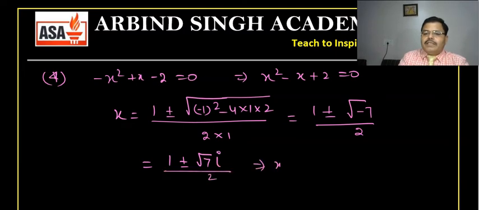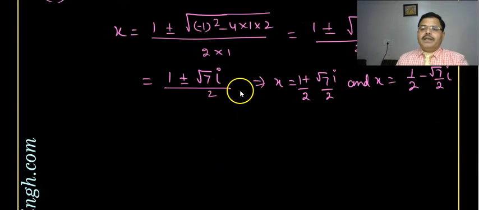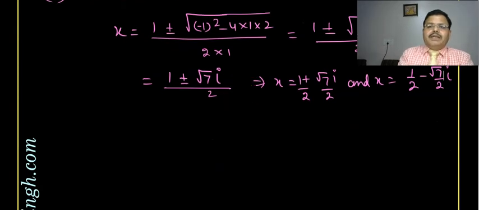So the value of x is 1 by 2 plus root 7 by 2 iota, and x is equal to 1 by 2 minus root 7 by 2 iota, 1 by 2, not minus 1 by 2, right? So these are the two roots. Similarly, you can write in the previous question also separately, but that is a basic thing which I think everybody knows, and so I am not writing all those things.